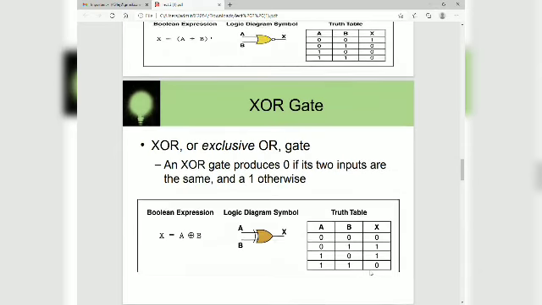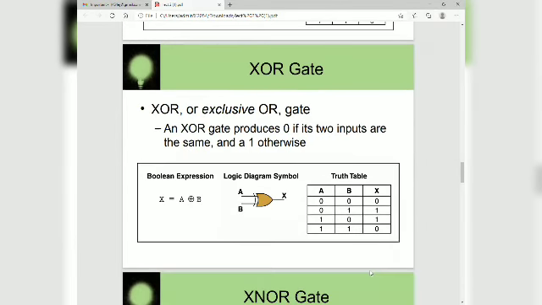The next gate is the XOR gate, the exclusive OR gate. An XOR gate produces 0 if its two inputs are the same and a 1 otherwise. This is the Boolean expression of the XOR gate, X is equal to A XOR B. This is the symbol, the logic diagram of the XOR gate.